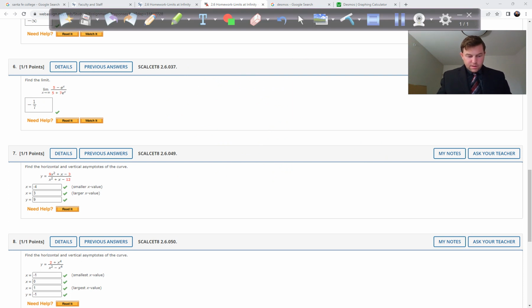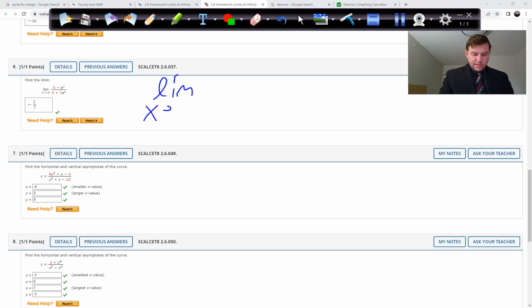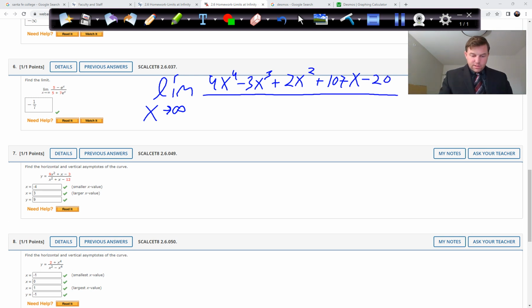Okay, for 7, actually let me make up one just so we can be clear on this. Let's say I have the limit as x approaches infinity of 4x to the 4th minus 3x to the 3rd plus 2x to the 2nd plus 107x minus 20, all divided by, let's do 5x to the 4th plus 17x to the 3rd minus 20x squared minus 53x, I'm making this up as I go, plus 17.